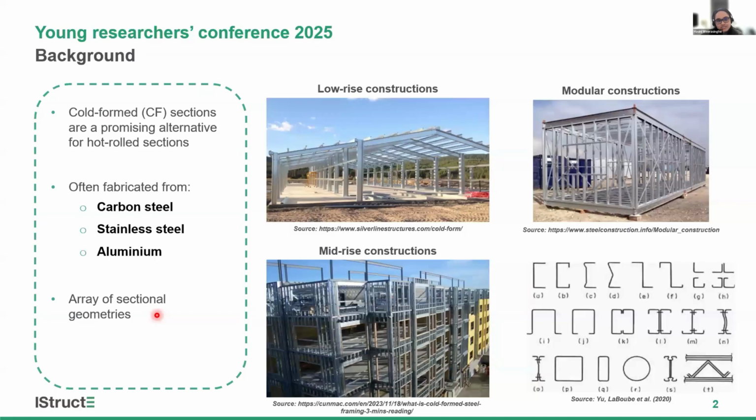So, as you all know, these cold form sections are widely used in the construction industry, specifically for low-rise constructions, mid-rise, and modular constructions. Now, these sections are fabricated from different materials, including carbon steel, stainless steel, and aluminum. And also to meet the high industrial demand, these sections are fabricated from an array of sectional geometries.